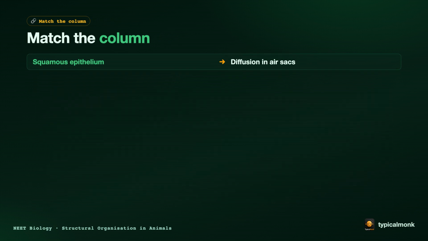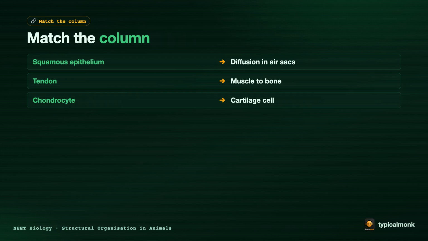Now, the second drill, match the column. Make the correct pairs. Squamous epithelium, diffusion in air sacs. Tendon, muscle to bone. Chondrocyte, the cartilage cell. And neuroglia, support for neurons.